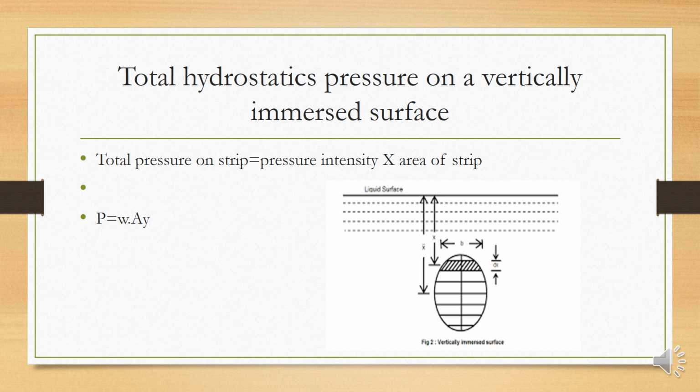Here you can use only two formulas. First, the pressure intensity formula, P is equal to omega A y, and second, the height, means head, is Ig divided by A y plus y. Okay.